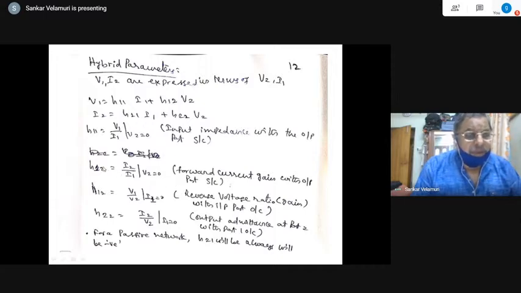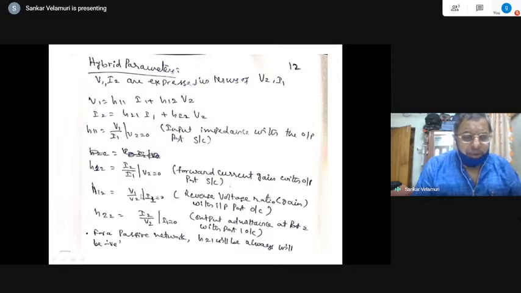Now H12 is equal to V1 by V2 when I1 is equal to 0. One of the textbooks has given this as voltage, instead of voltage ratio, generally we call it voltage ratio. The name given to that is reverse voltage ratio, because voltage ratios are always taken as V2 by V1, or output by input, or otherwise.